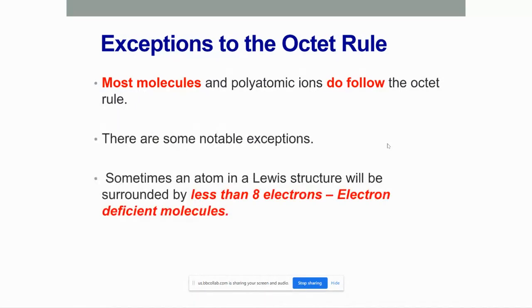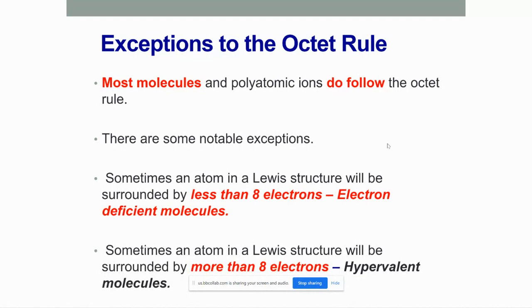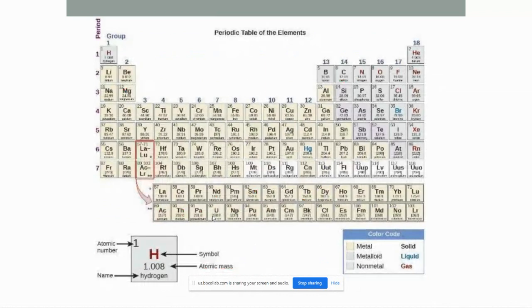All right, so the two types that violate the octet rule are either called electron deficient molecules, and like the phrase suggests, an electron deficient molecule has less than 8 valence electrons surrounding it whenever you draw a Lewis structure. Or the other kind is a hypervalent molecule, which means the molecule has more than 8 valence electrons surrounding it.